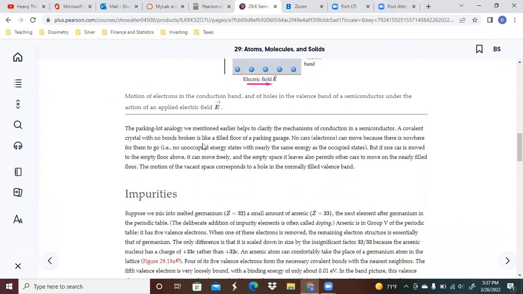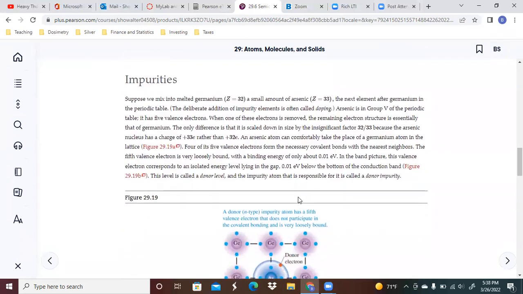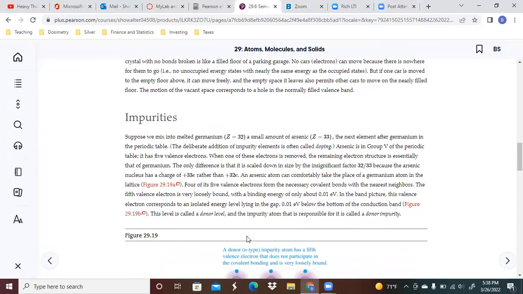So the parking lot analogy we mentioned earlier helps to clarify the mechanisms of conduction in a semiconductor. A covalent crystal with no bonds broken is like a filled floor of a parking garage. No cars or electrons can move because there's nowhere for them to go. But if one car is moved to the empty floor above, it can move freely, and the empty space it leaves also permits other cars to move onto the nearly filled floor. The motion of the vacant space corresponds to the hole in the normally filled valence band.